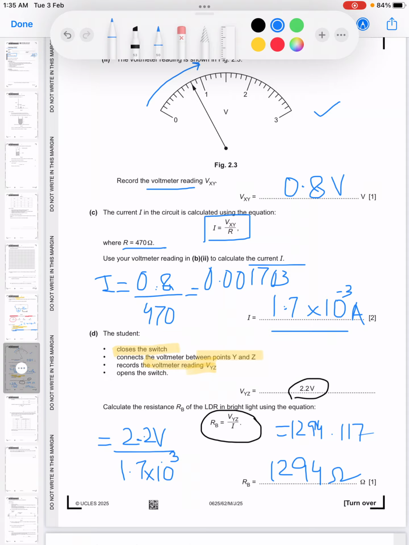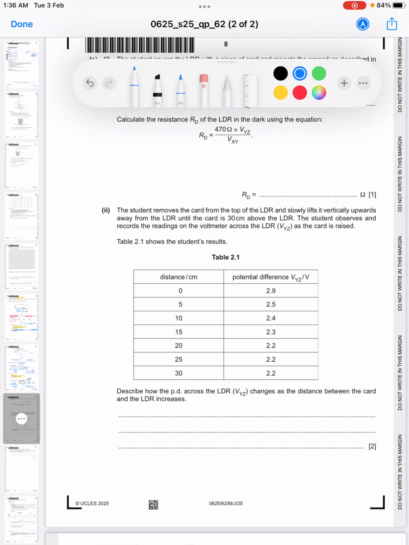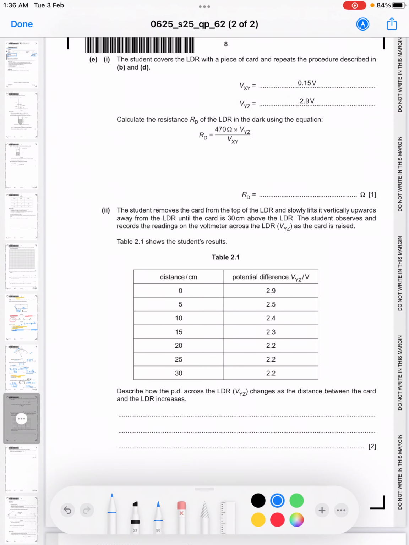Okay. Is it clear? Now let's start with the E part.